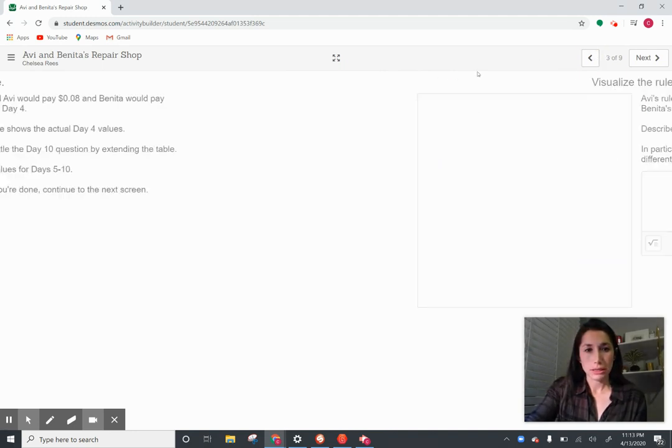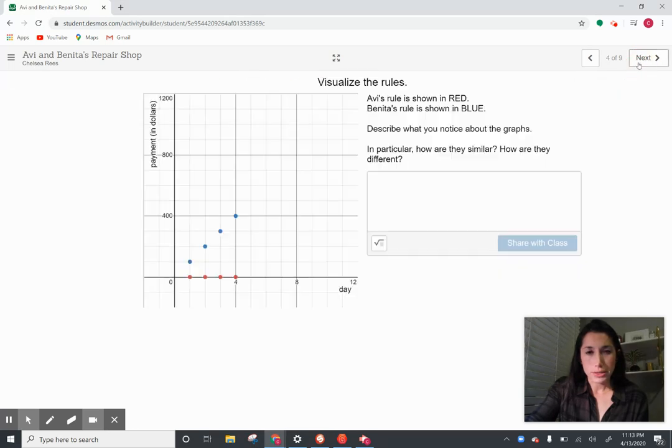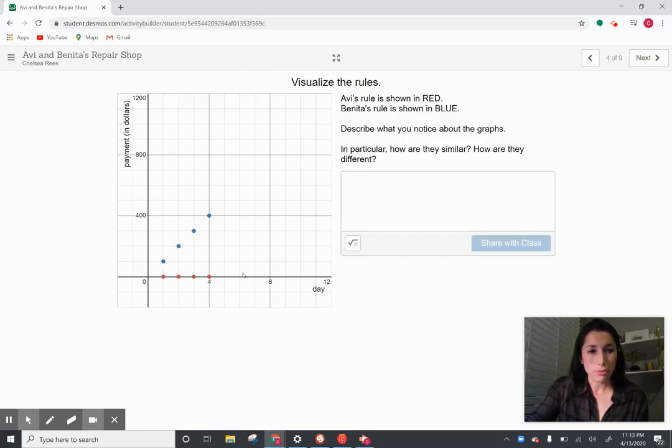It looks like one of our lines will be blue and one will be red. We can describe how they are similar to each other in the table, and how they are different. We have our days from 0 all the way through 12 here, but we're only going to be going up to day 10. And then our payment in dollars goes from 0 through 1200. Good, Avi's rule is in red and Benita's rule is shown in blue. So we can see some of our pattern here.